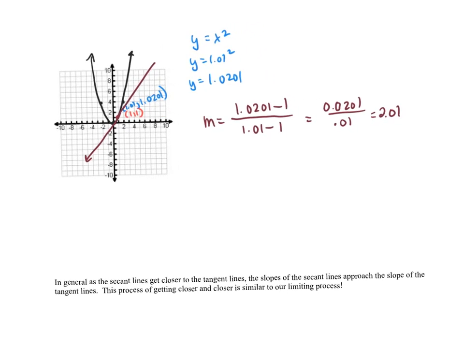I'm going to guess it to be 2 because we're at 2.01 and I can keep making it smaller and smaller and smaller. I can make that distance smaller and smaller and get the slope closer and closer to 2. So the idea is because we keep getting closer and closer, we can use a limiting process to find these slopes.